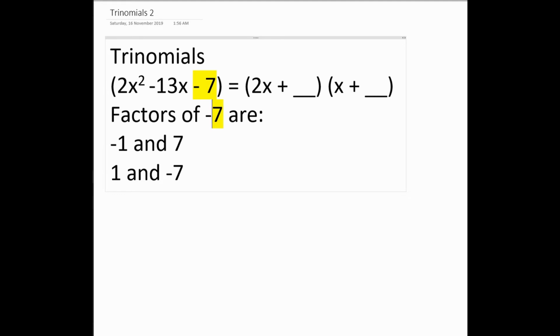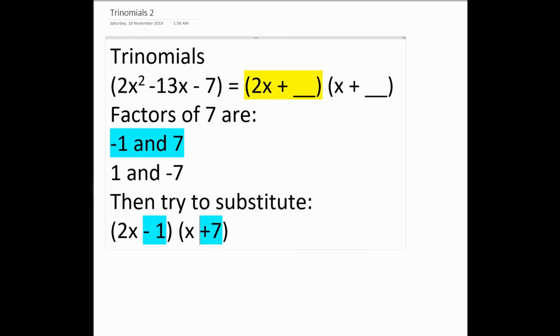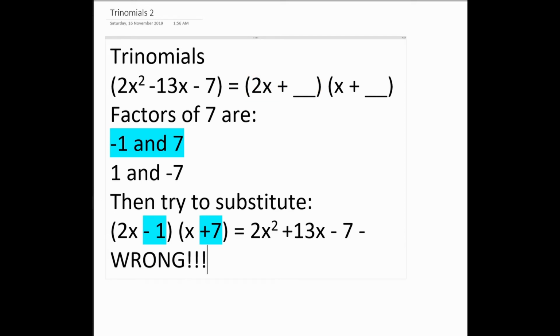So let's try to input each one of them. For example, we will use negative 1 and 7 for these blanks. If we substitute it, it's 2x minus 1 and x plus 7. But if we check if that is the correct answer by multiplying the resulting factors, the result is 2x squared plus 13x minus 7, which is wrong. That's not equal to the negative 13x minus 7.